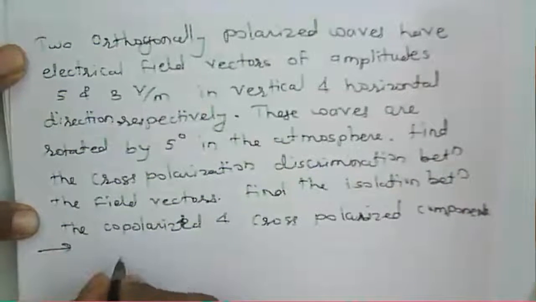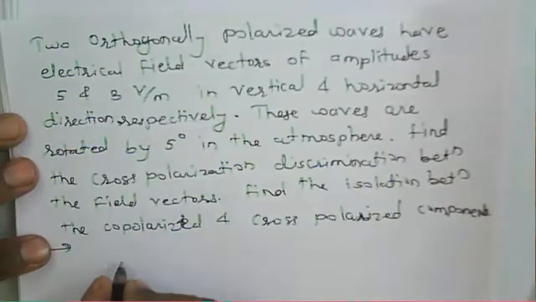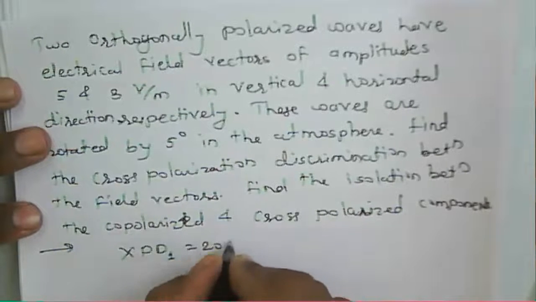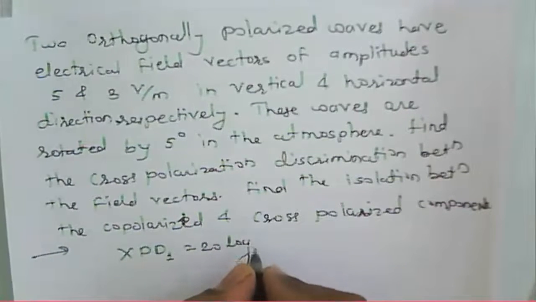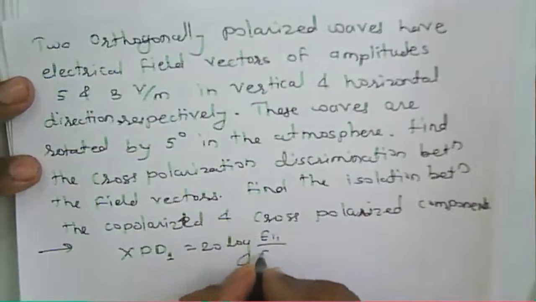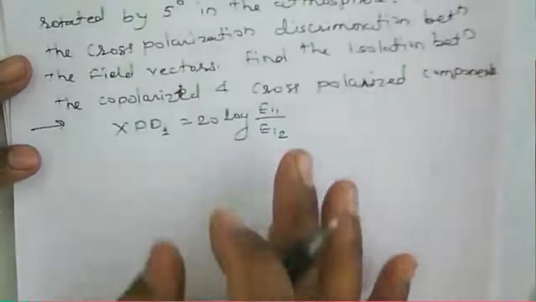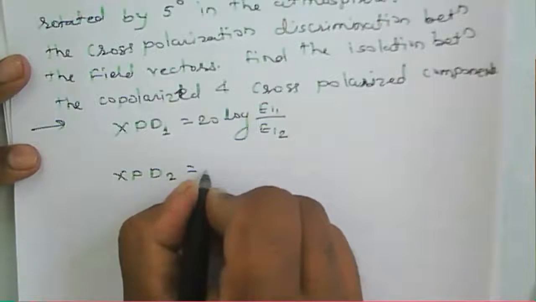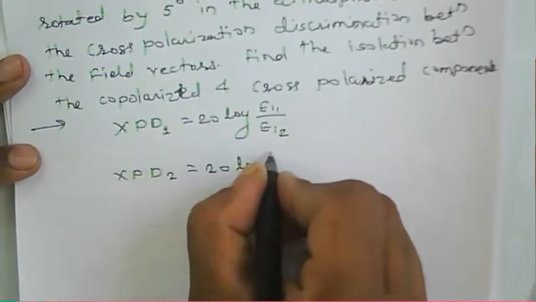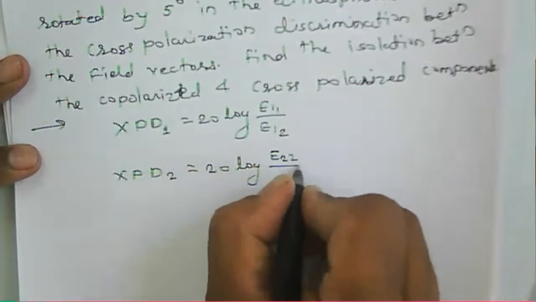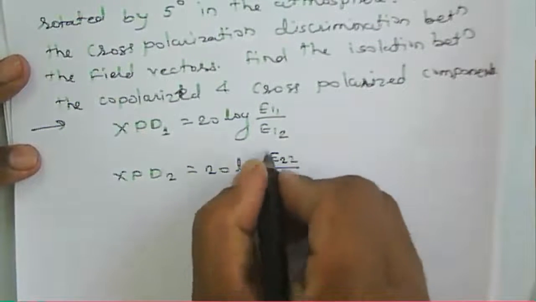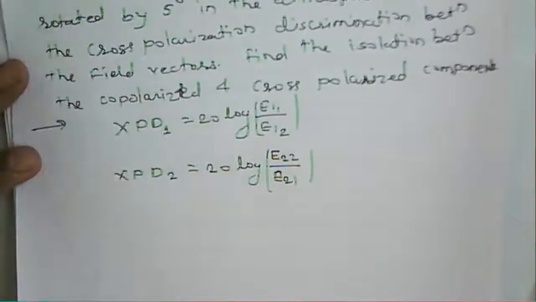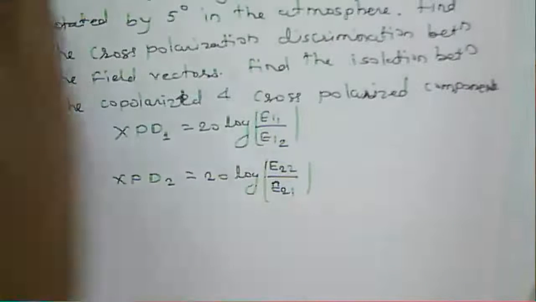Now our aim is to find out that XPD1 is equal to 20 log of E11 by E12. XPD2, that is cross polarization term 2, is 20 log of E22 by E21. Now in this statement, another factor, that is isolation, we need to find out.